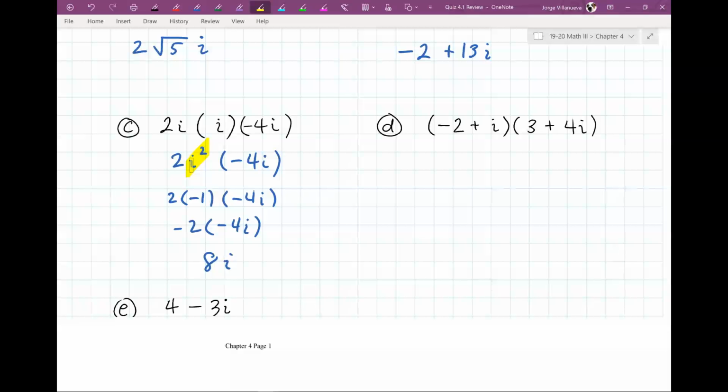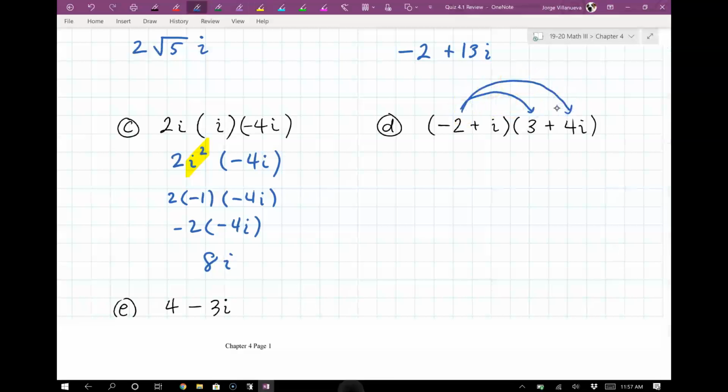Yeah. So, all right. So let's move on with part D. Okay. So for part D, we're going to basically just do FOILing. Okay. So we're going to take the negative 2 times 3 and the negative 2 times your 4i. Okay. So that's the first outer.